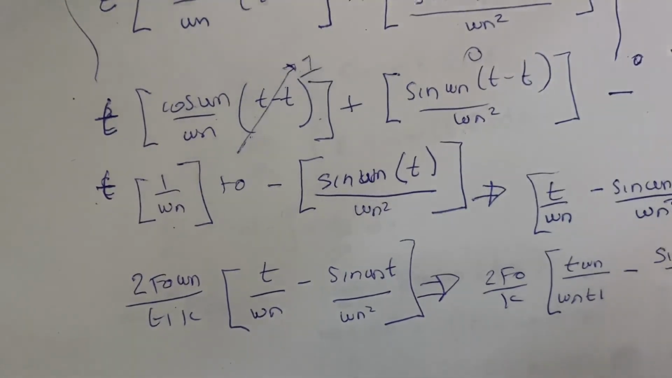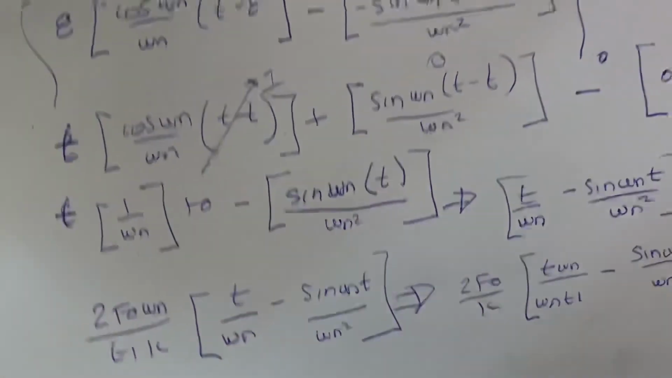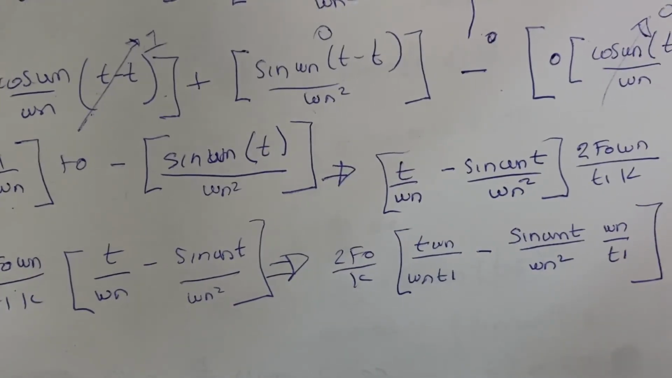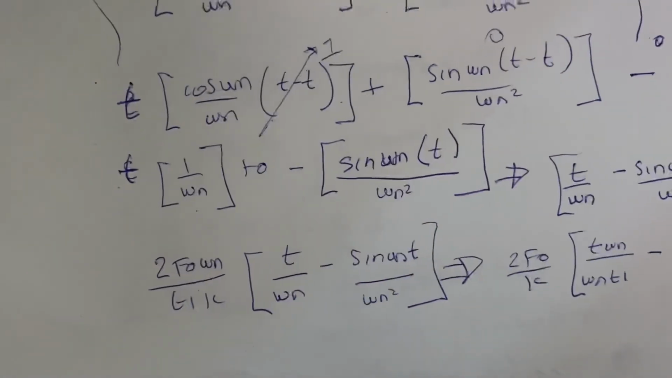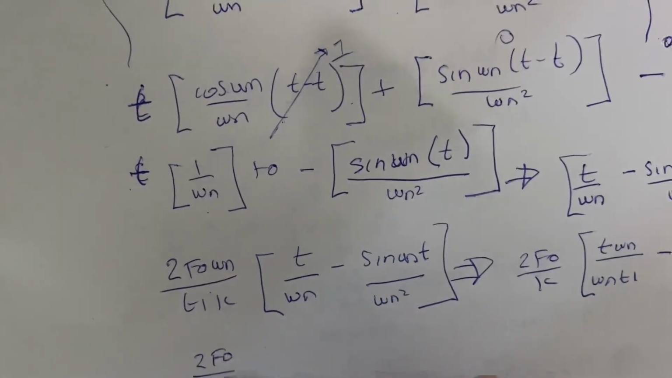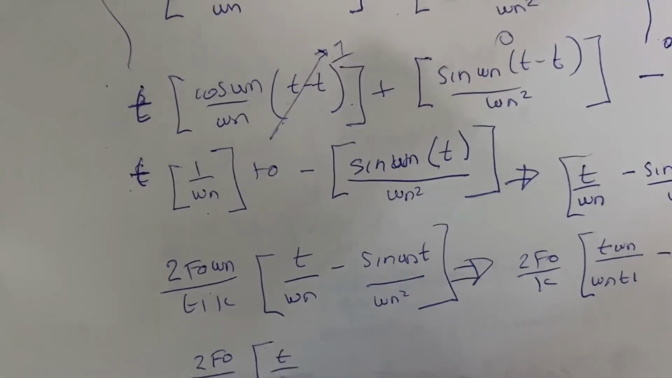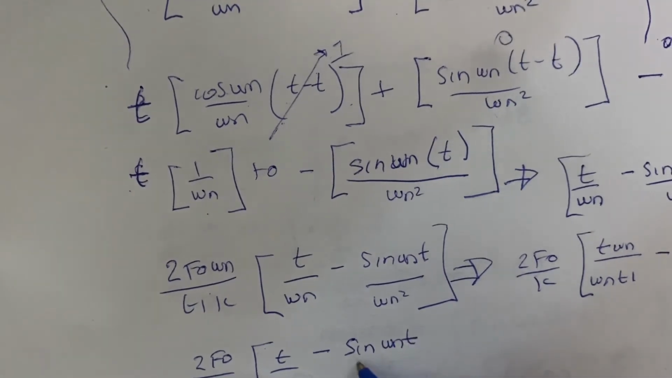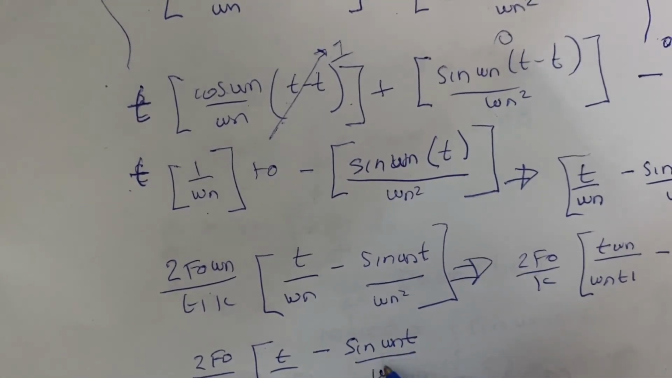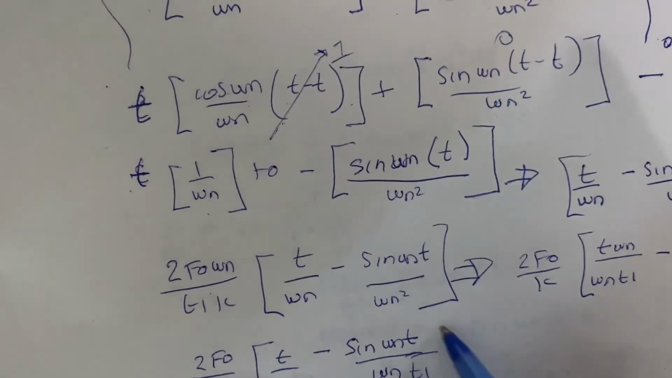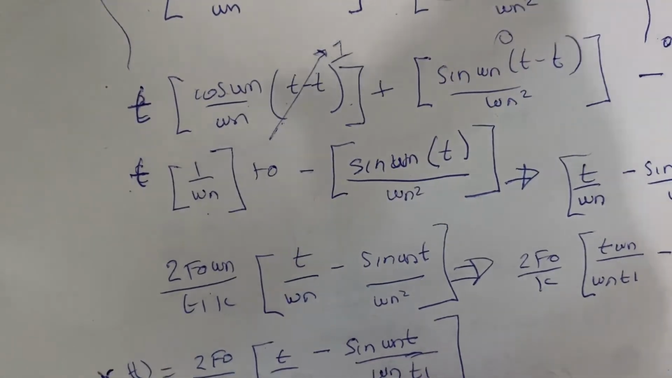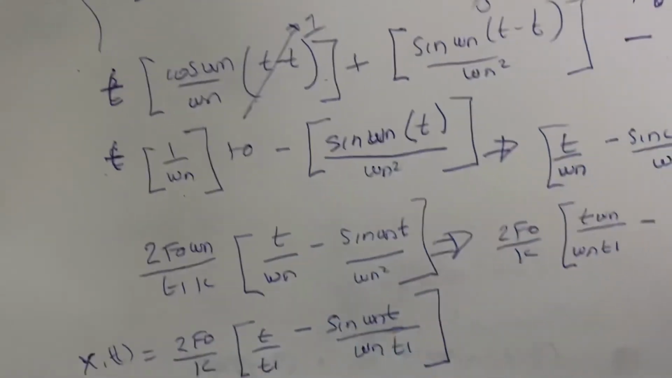Okay, simplifying this further, this is what we get when we put wn and t1 inside, we get this equation. And we want to simplify this a little bit more. So we're going to get something like this, 2f0 over k multiplied by t over t1 minus sine wn t over wn t1. And this is our result for x1(t), the solution for the first interval of time.